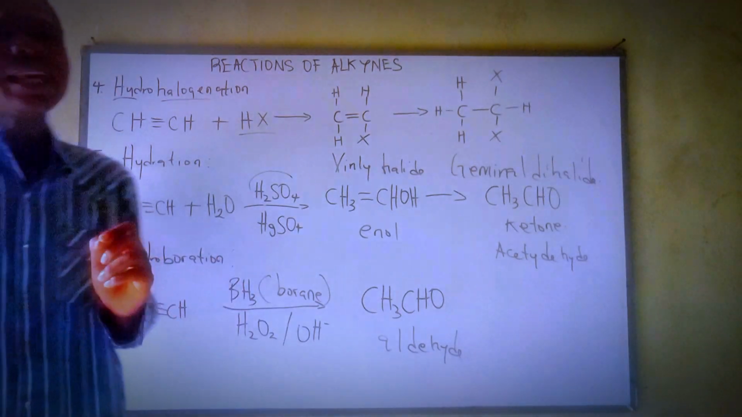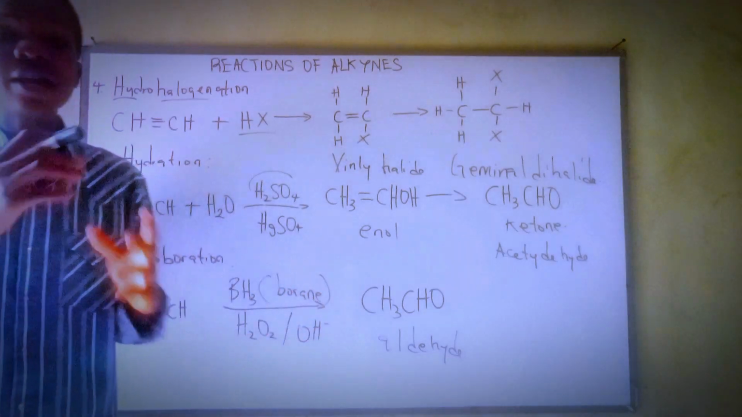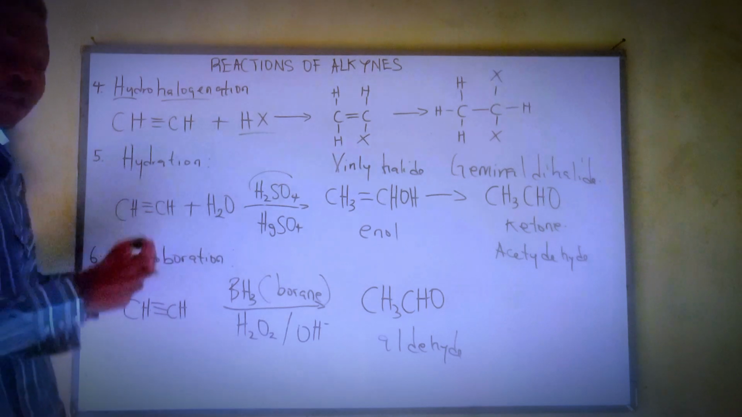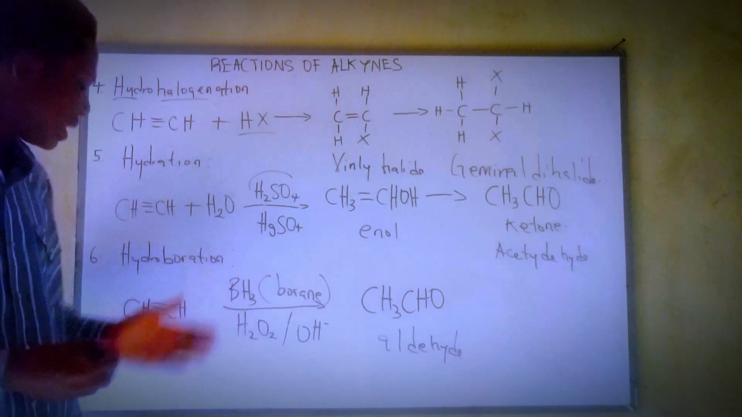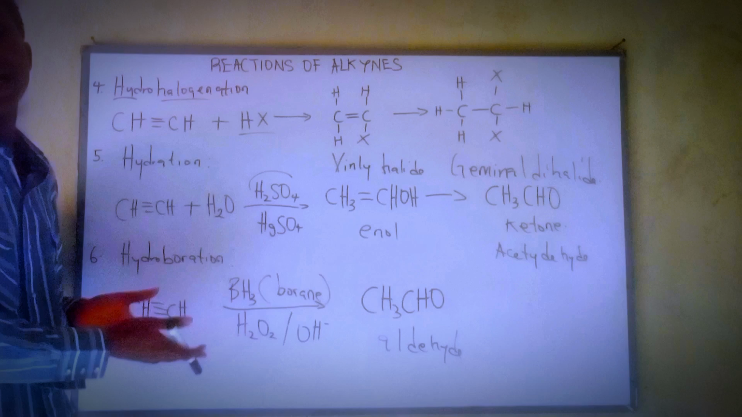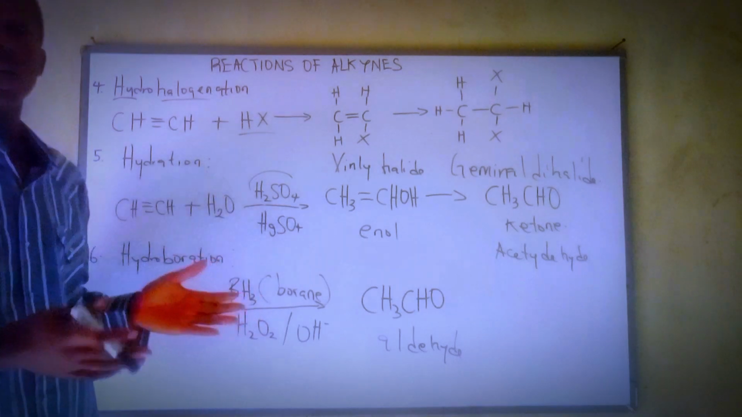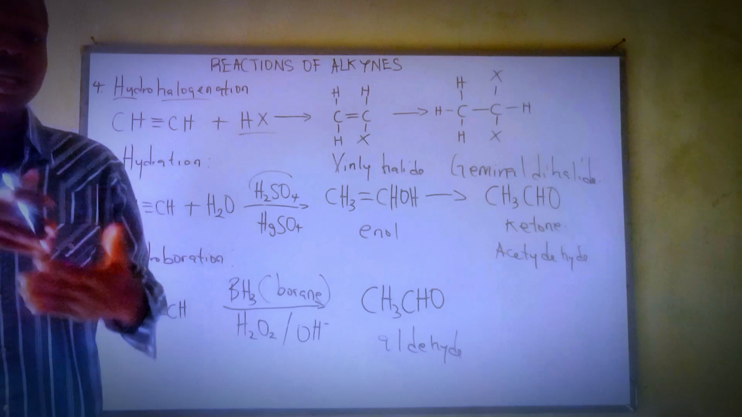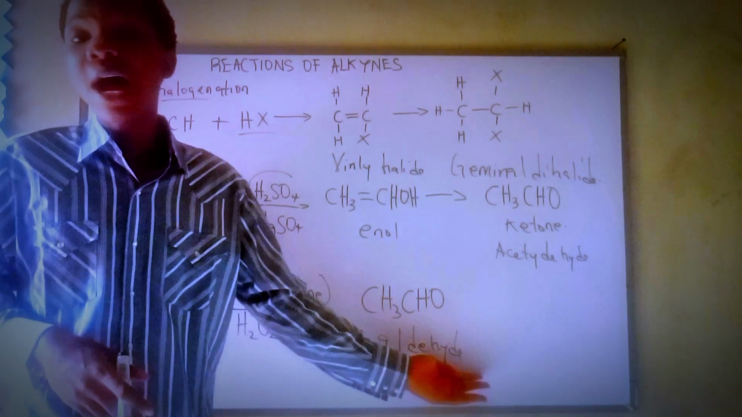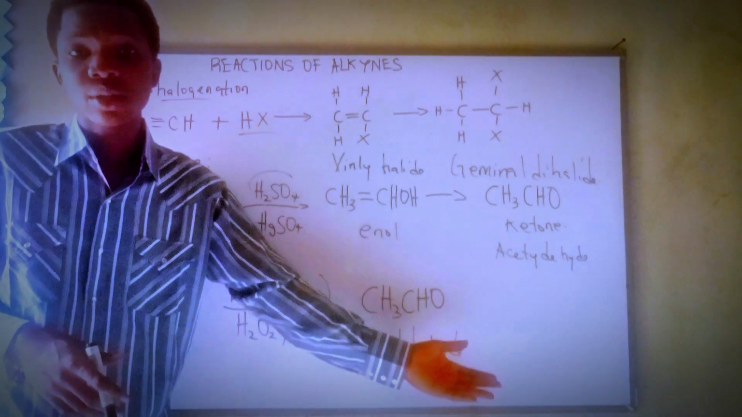But one important thing about this reaction, it's very important to note this point. This reaction cannot take place except it's a terminal alkyne. That's why we use ethyne, because it's a terminal alkyne. If it's an internal alkyne, we are not going to get our desired product, which is an aldehyde. Hope we note that.